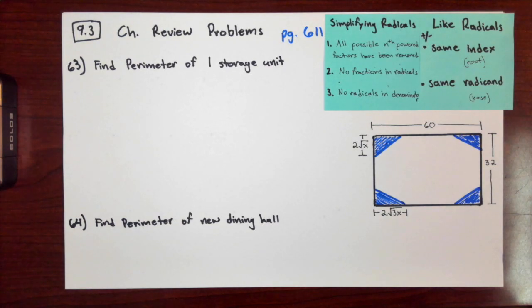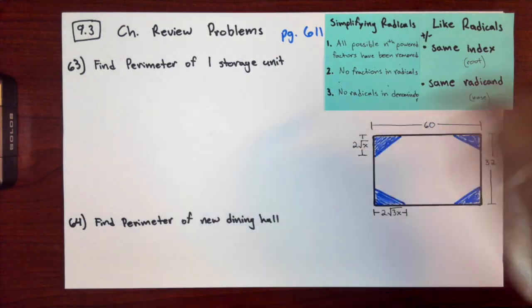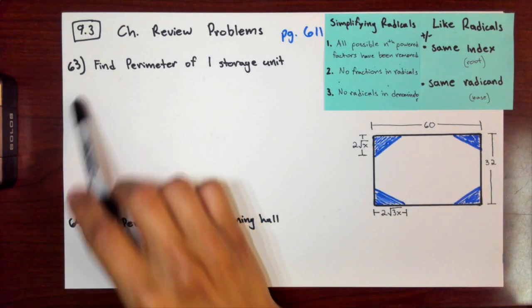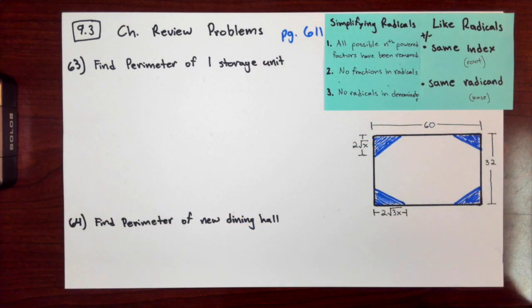So we're continuing in 9.3, the chapter review problems on page 611. We are doing numbers 63 and 64. Now, this is a word problem. I'm going to go ahead and read what the book says. Basically, in exercises 63 and 64, a campus dining hall is undergoing renovations. The four corners of the hall are to be walled off and used as storage units.